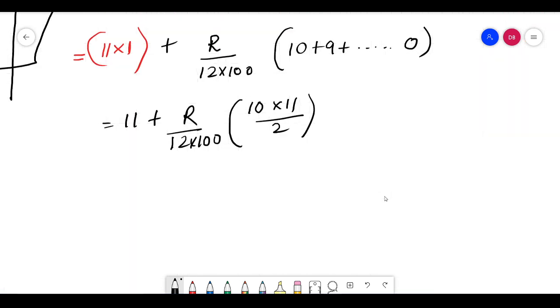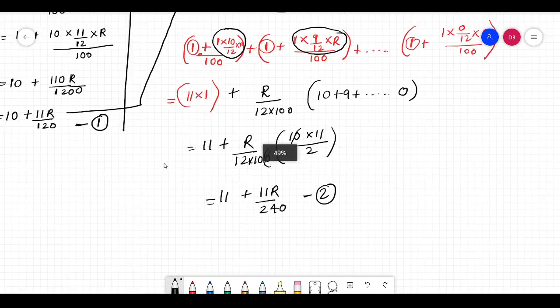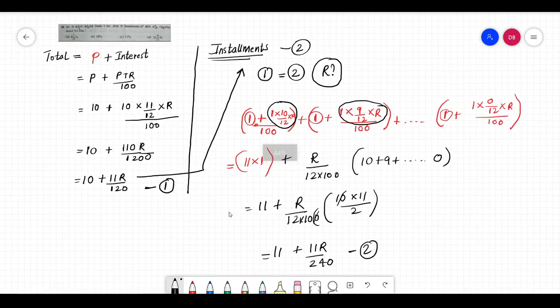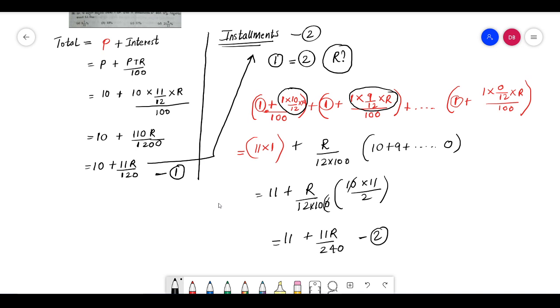Now, what are you left with? We just have to simplify this. This will ultimately become 11 plus 11r by 240. So this is the second equation, right? So let's do one thing now. We have two equations, where the first equation is the amount that we need to pay. And from the installment amount, you also got to know that the total effective amount is going to be 11 plus 11r by 240, right? So ultimately 1 should be equal to 2, isn't it?